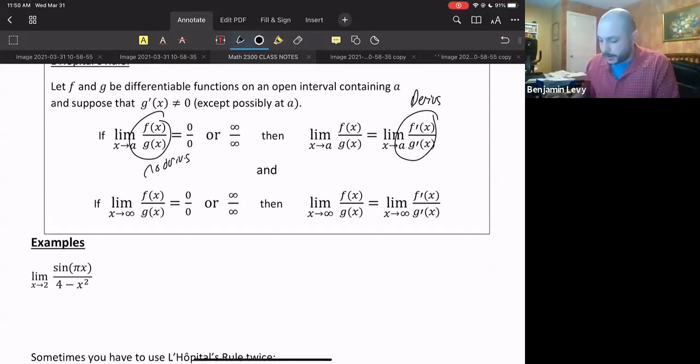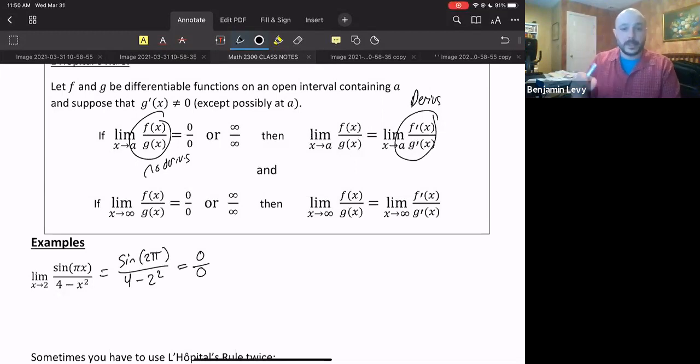So if we did this limit as x approaches 2 of sine of pi x over 4 minus x squared, if we just plug a 2 in, you always want to try just plugging the number in, you would get sine of 2 pi over 4 minus 2 squared, which is, of course, going to be 0 over 0. So we get an indeterminate form in this case. And so what L'Hopital's rule tells us is, okay, well, let's look at the derivatives and see if that fixes the problem.